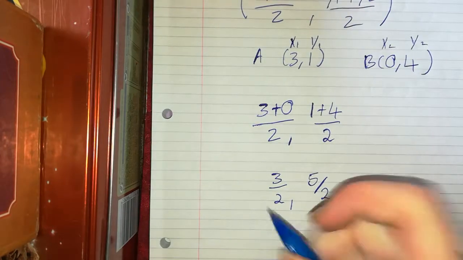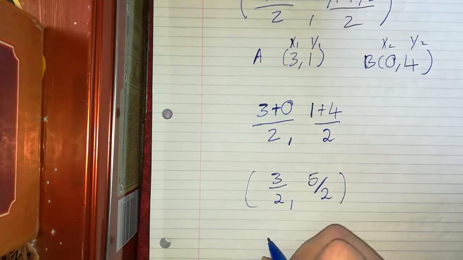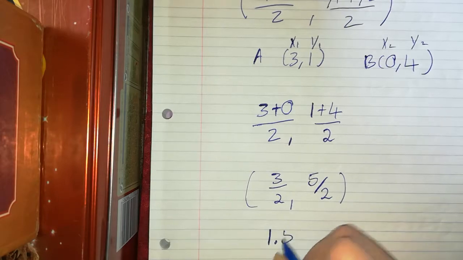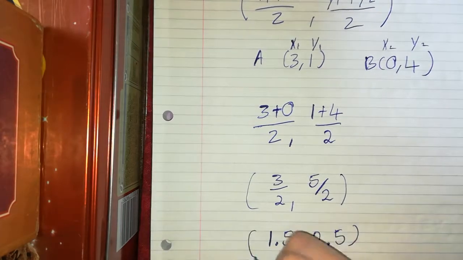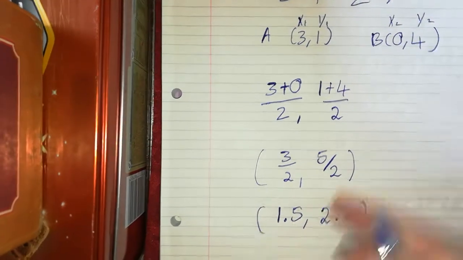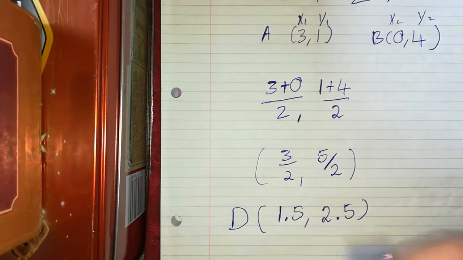So I can leave it at that in fraction form, or I can say that's 1.5, and then 5 over 2 is 2.5. So it doesn't matter which way I leave it. So that's going to be the midpoint, and this here is D.